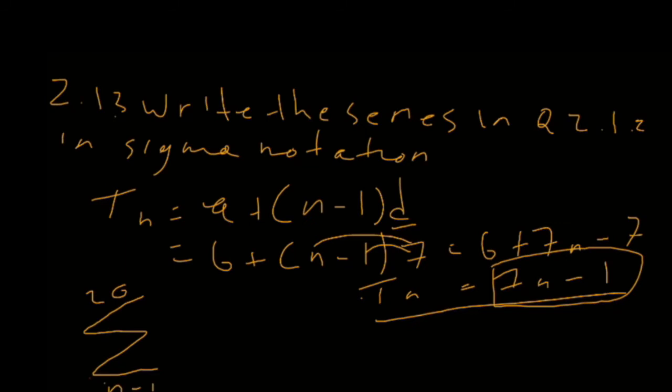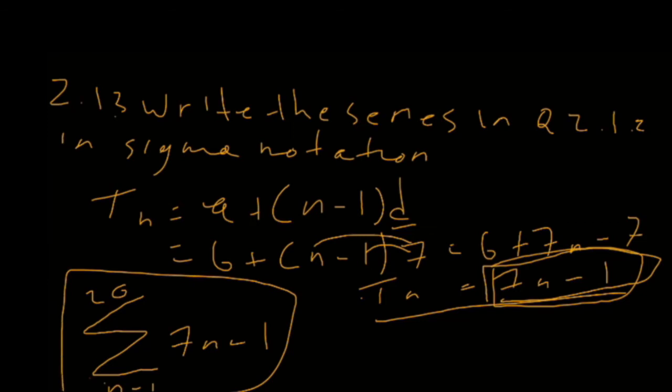And then our term notation is given by 7n minus 1, right? This is the sigma notation of question 2.1.2, which said we deal with the first 20 terms.